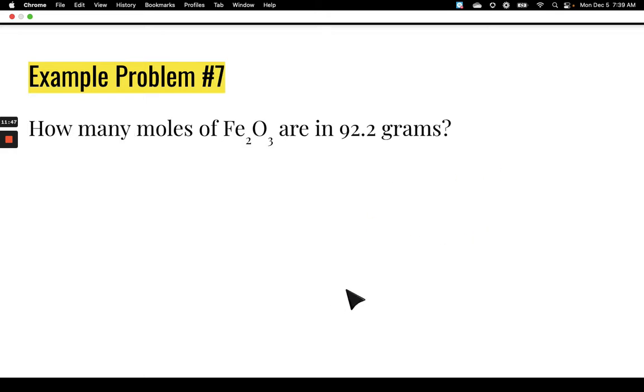Let's do one more problem. Example number 7. See if we get this. How many moles of Fe2O3 are in 92.2 grams? And again, we're going to have to figure out what the molar mass of iron oxide is. So 2 irons and 3 oxygens, and then set up our T-chart.